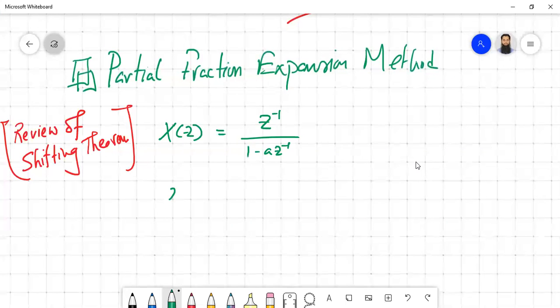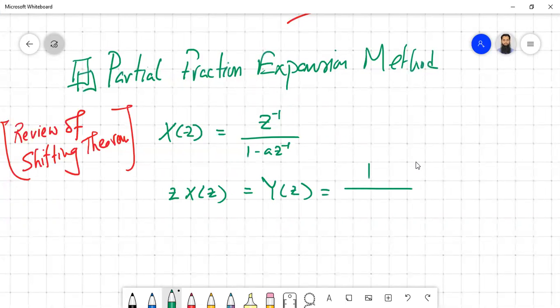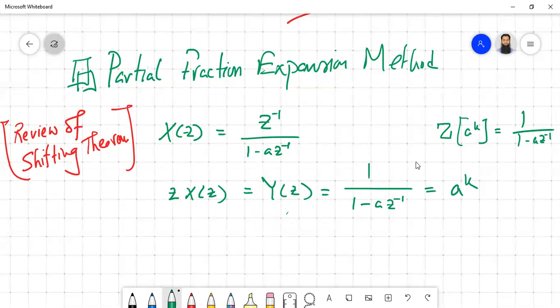We can write z X(z), and assume the rest of the thing as Y(z), where Y(z) is 1 divided by 1 minus a z inverse. We know that the inverse z-transform of this is a to the power k. So we can take it to the time domain and say that it is equal to a^k.